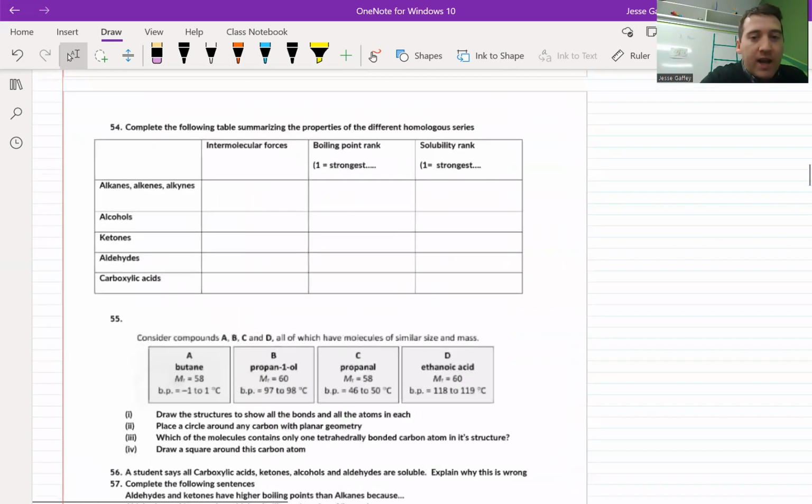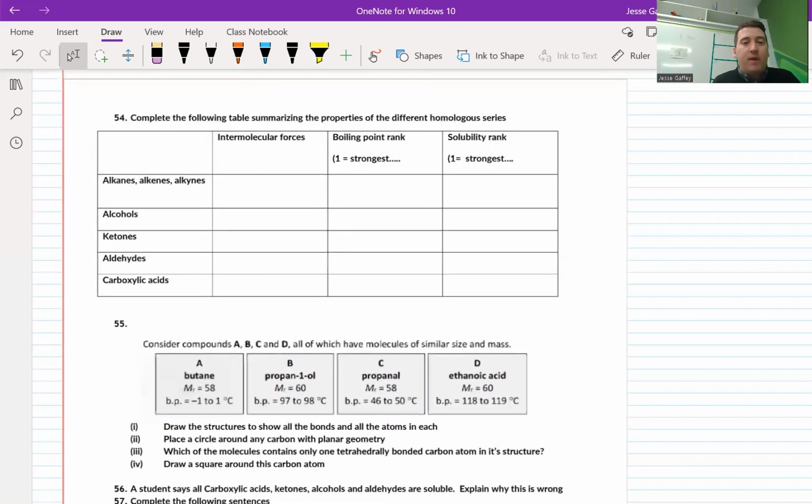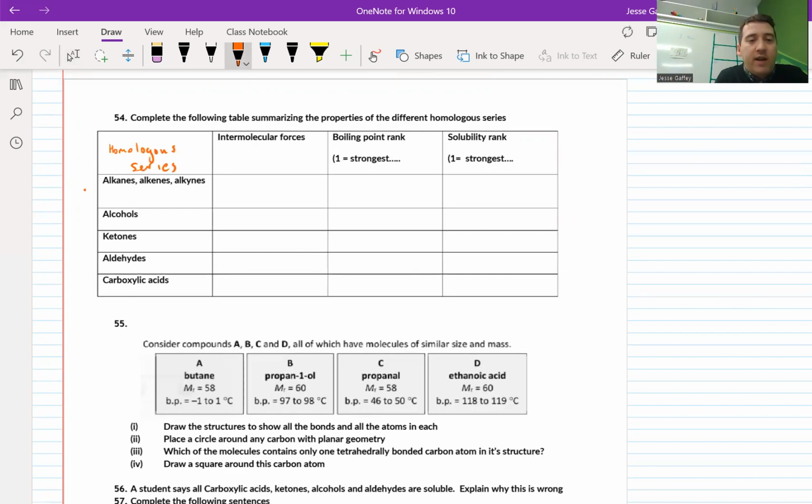Okay, so we're going to be looking at question 54 now. This should be a summary of what we've learned. First of all, complete the following table summarizing the properties of the different homologous series. So the first thing I want you to do is write down homologous series here, and take down each of these 1 to 5. Okay, so you should have taken down these here.